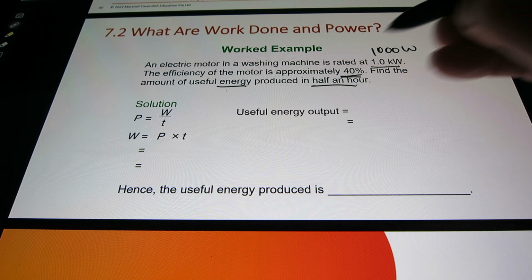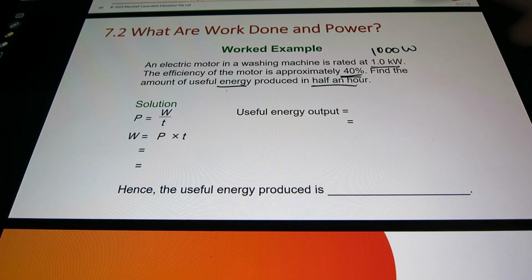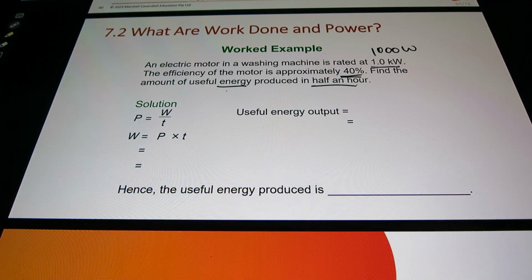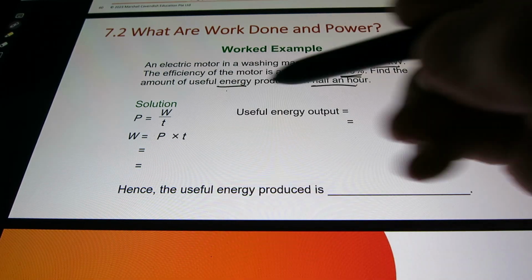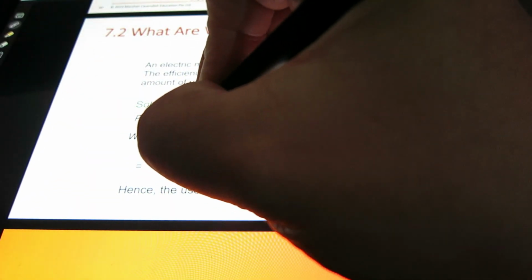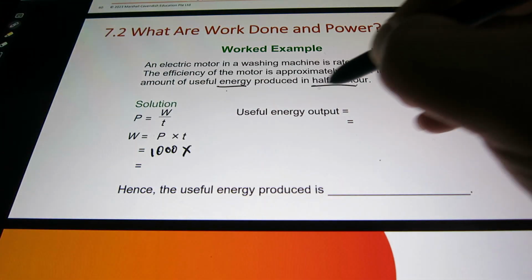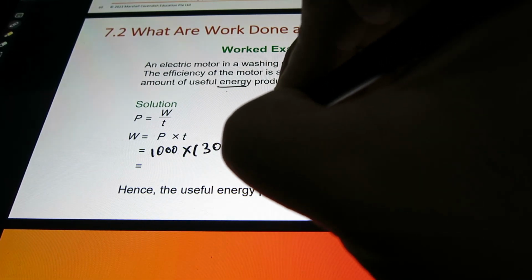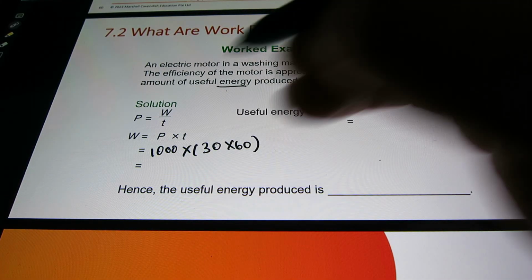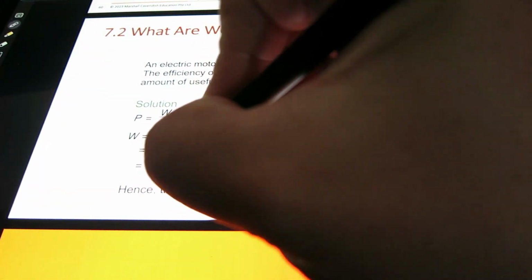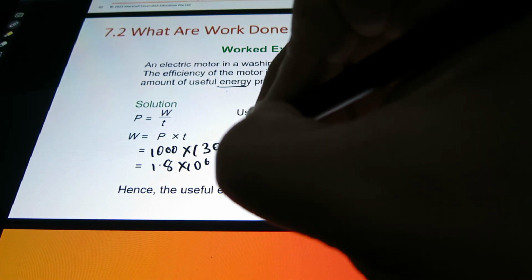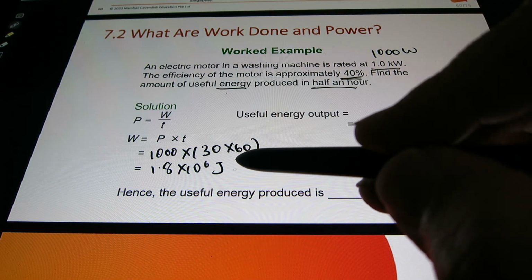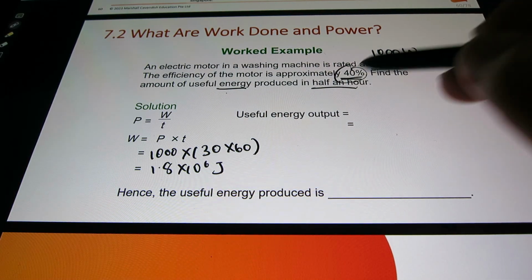Alright, so if I assume that it's a 100% efficient machine, then I can use the formula power equals work done over time. So work is equals to power times time. Work is 1000 watts times the time it takes, half an hour. Half an hour, remember, must be in seconds. 30 times 60, I convert it to seconds, and I get 1.8 times 10 to the power of 6 joules. This is the amount of useful energy output if the machine was 100% efficient.